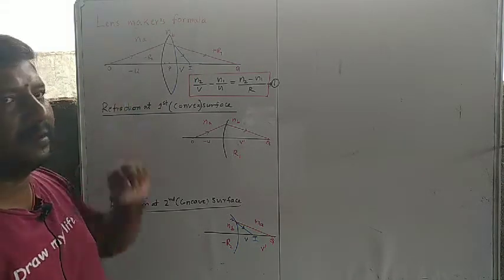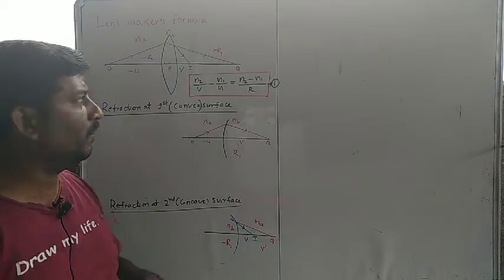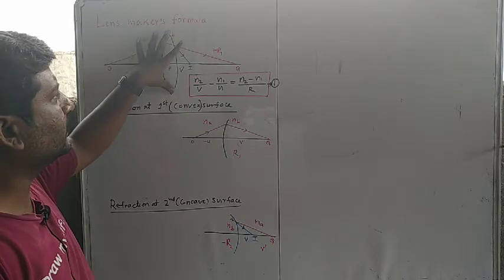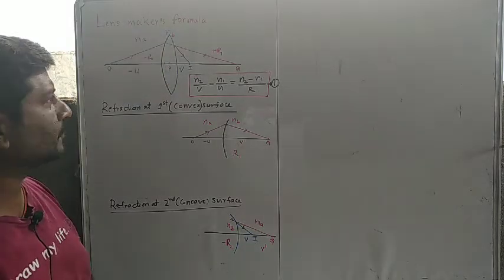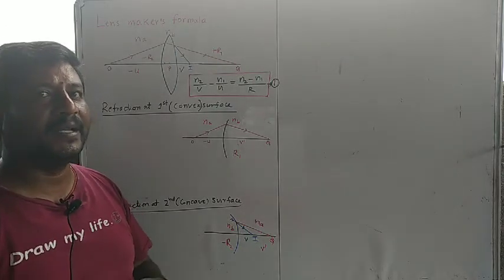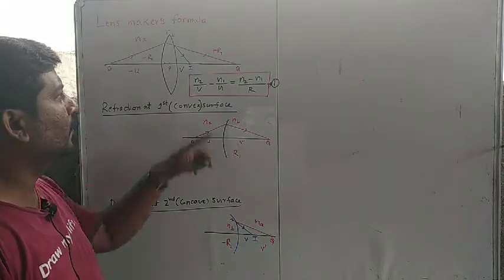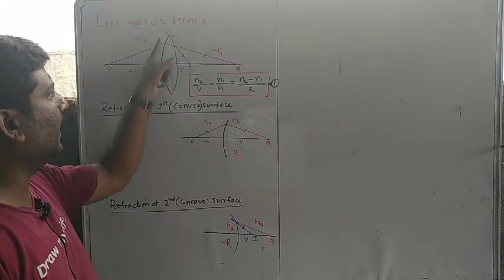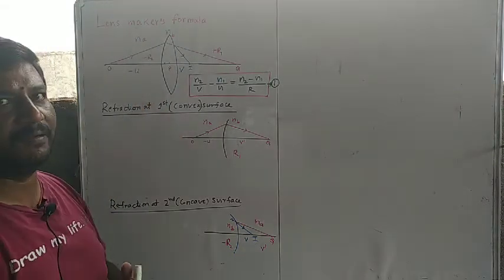NA, NB are the refractive indices of first medium and second medium, that is lens. R1, R2 are the radius of curvature of convex surface and concave surface respectively.